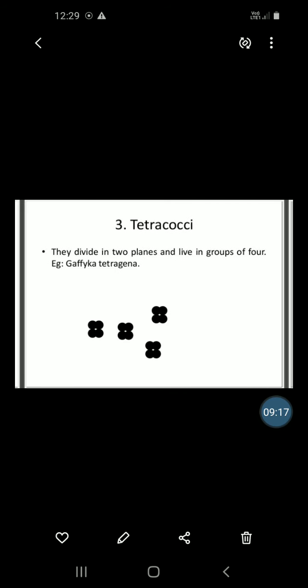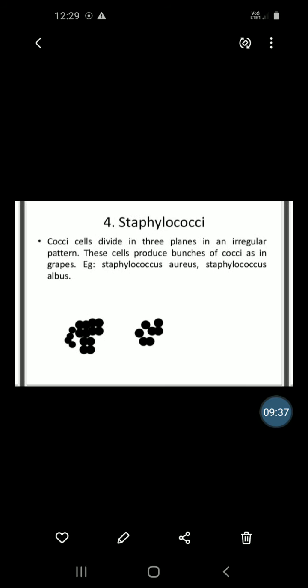Then tetracocci. They divide in two planes and live in a group of 4. For example, Micrococcus tetragena. Here we can see the group of 4 tetracocci. Two are present above and two are present below, and it is always joined.